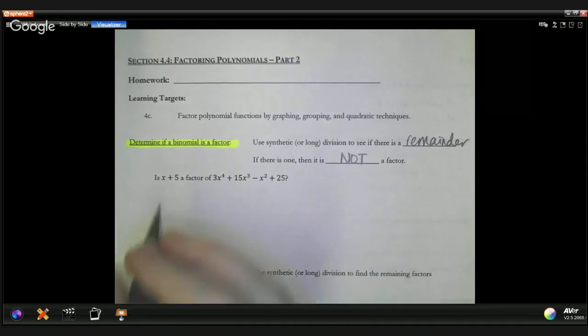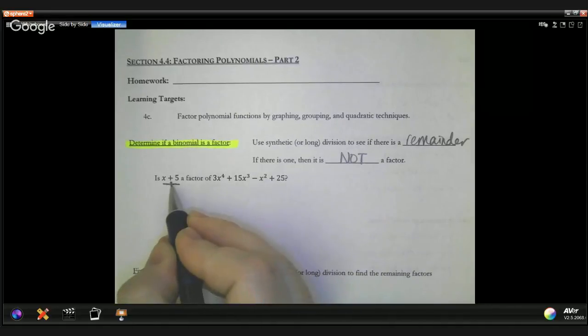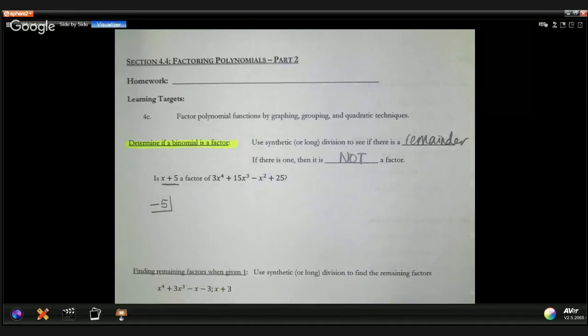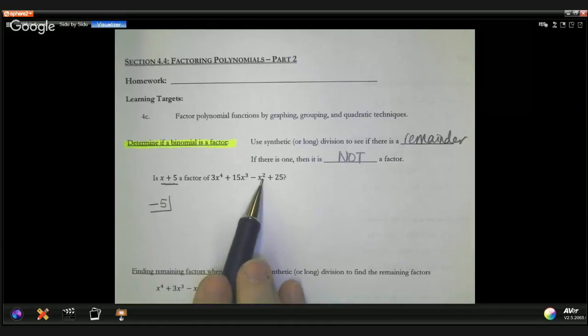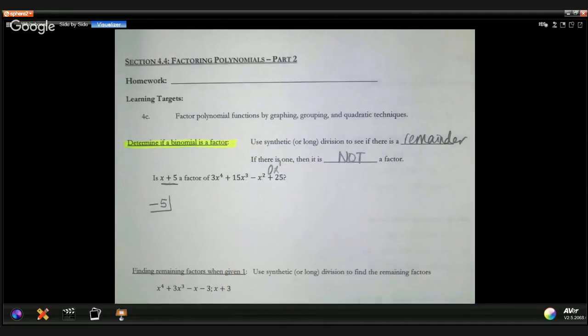So I need to find out if x plus 5 is a factor of 3x to the 4th plus 15x third minus x squared plus 25. So we're going to do synthetic division. Remember that it's always the opposite of this. So instead of positive 5, it's negative 5. The next thing I need to do is check my exponents. So it goes from 4 to 3 to 2 to none. I'm missing the 1 exponent, so I need to put a 0 there. Without the 0, it's going to give me a wrong answer.